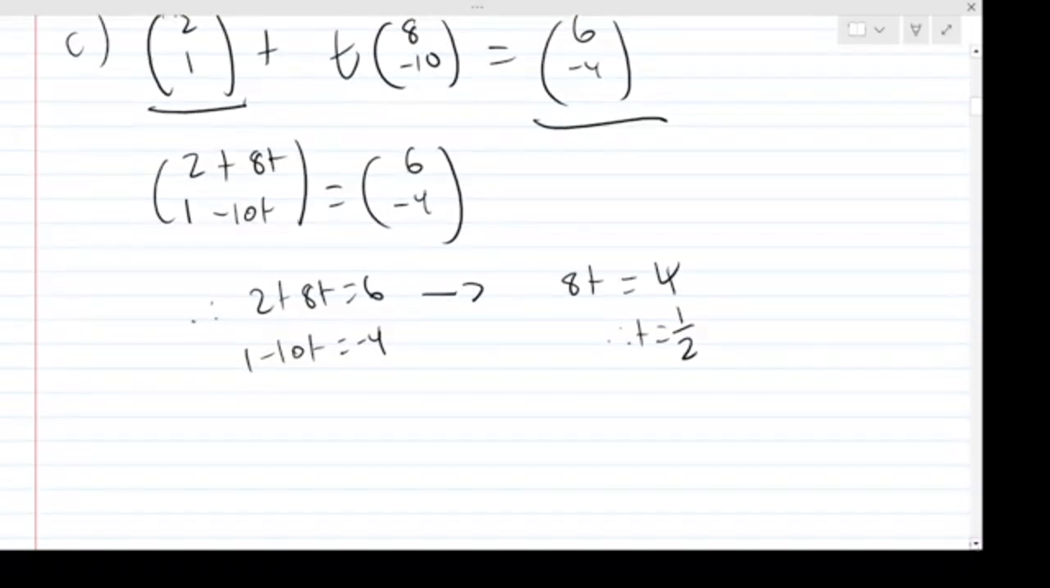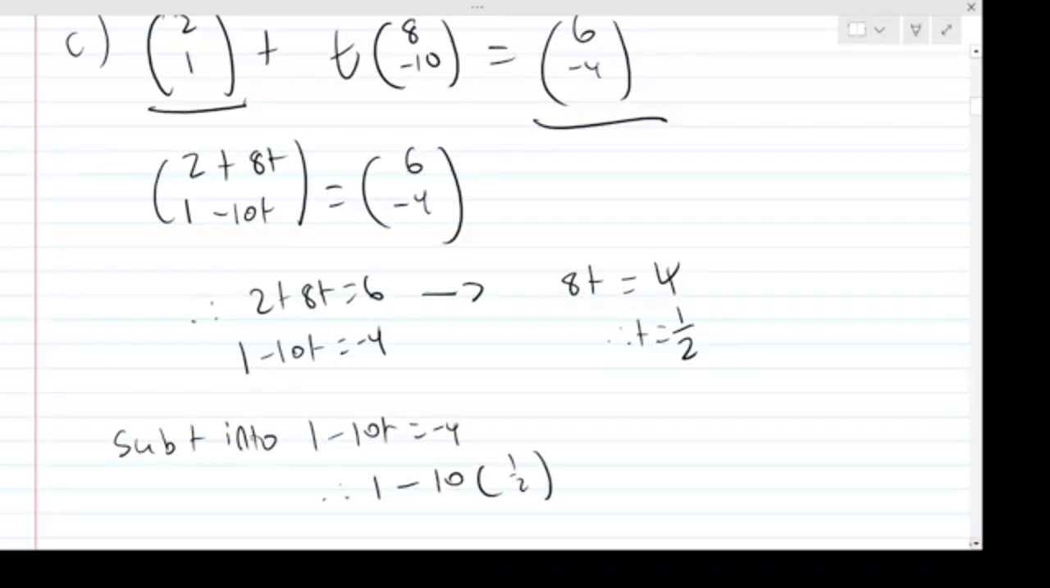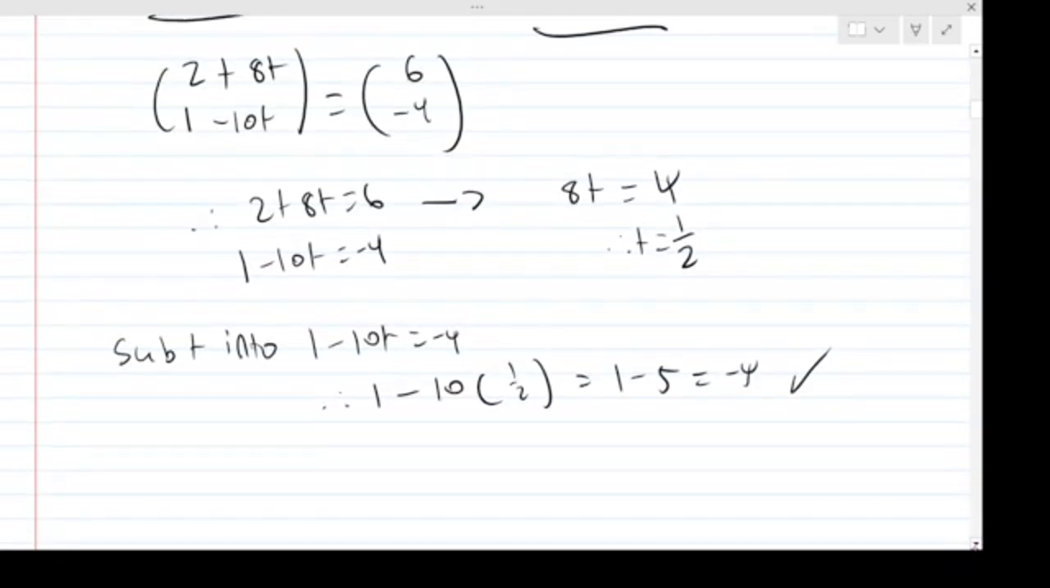I then need to check that this would also be a solution to the second equation. So I'm going to sub t into this second equation. 1 minus 10t is minus 4. So therefore 1 minus 10 lots of a half for t. What will that get me in the calculator? Well, 10 lots of a half is 5. So 1 minus 5, which gets me minus 4. Great. So that equation is satisfied. So both equations are satisfied, okay?